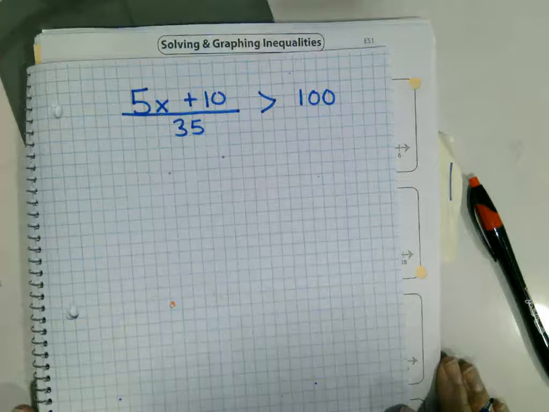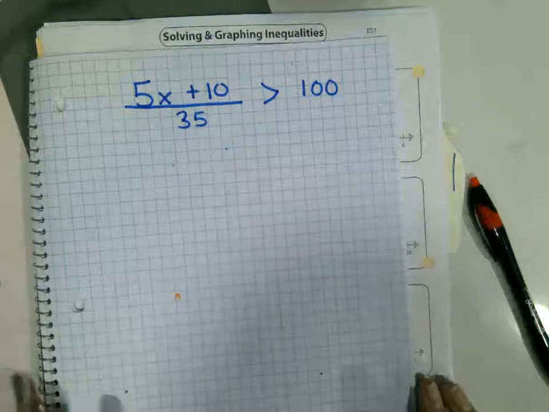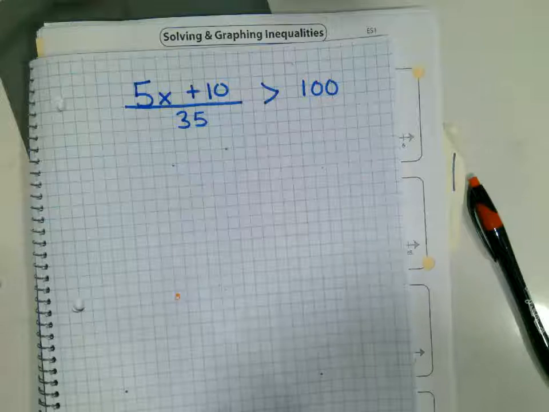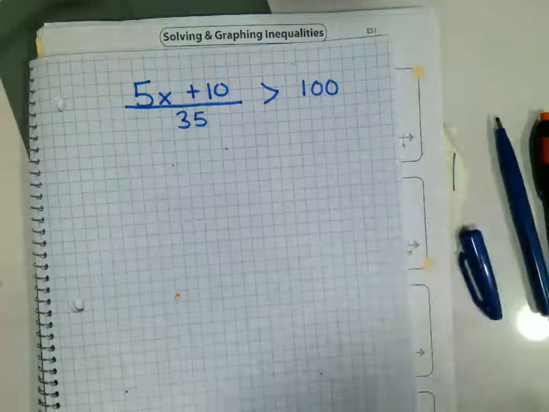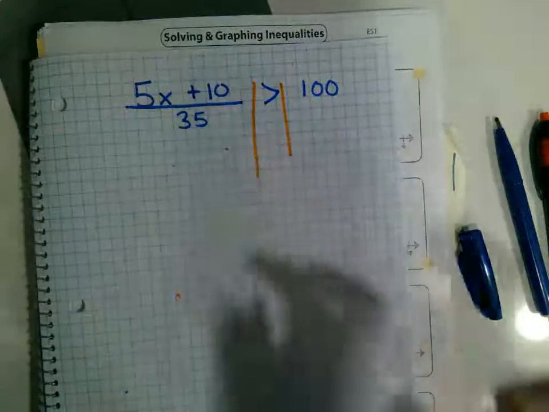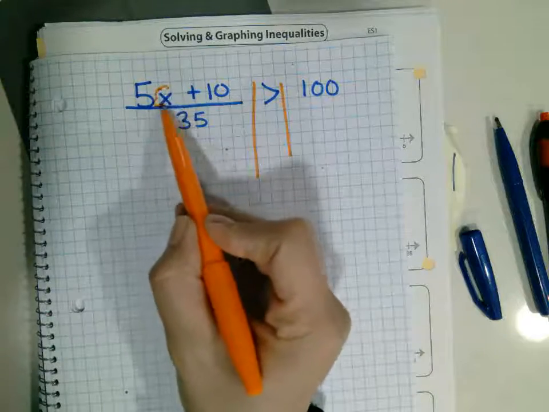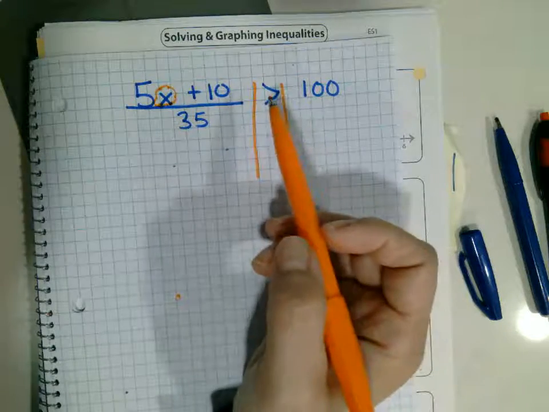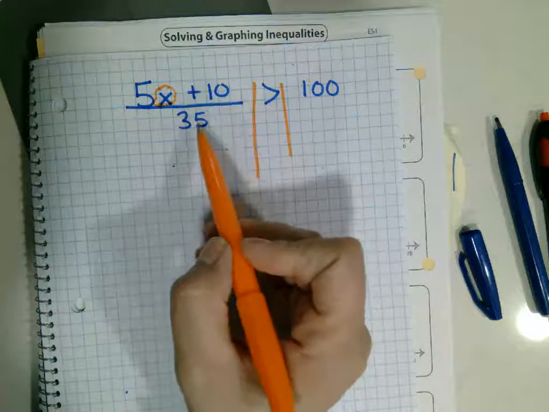Okay, so again, this is another example of a multi-step inequality in which it's going to take us more than 2 steps to do. All right, so draw your bars. It just separates the left from the right. Okay, so I have an x here. This is what I want to leave by itself. So I have a 5, I have a 10, I have a 35.